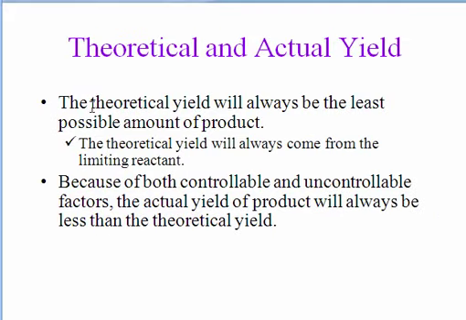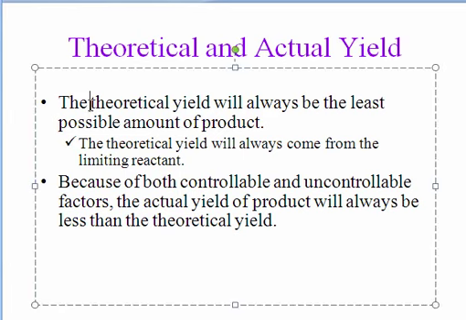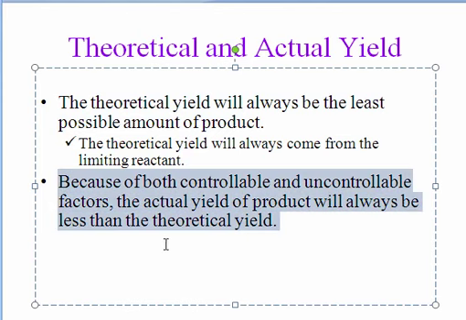Now let's remember, the theoretical yield, based on the limiting reagent, will always be the least possible amount of product formed. Because after the LR runs out, we can't make any more. And again, because of both controllable and uncontrollable factors, the actual yield of the product will almost always be less than the theoretical yield. So typically you're going to have less than 100% yield.